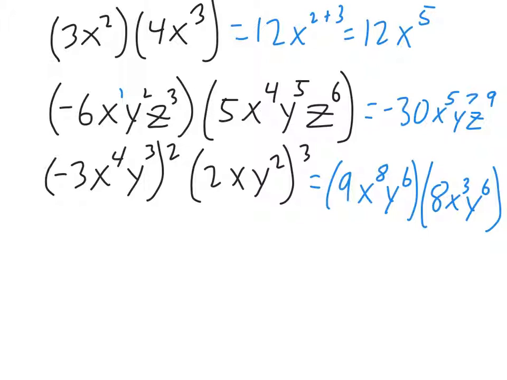So multiply each individually. So 9 times 8 is 72. X to the 8th times x cubed will give us x to the 11th. Remember, add the exponents. And y to the 6th times y to the 6th. 6 plus 6 is 12. So y to the 12th.